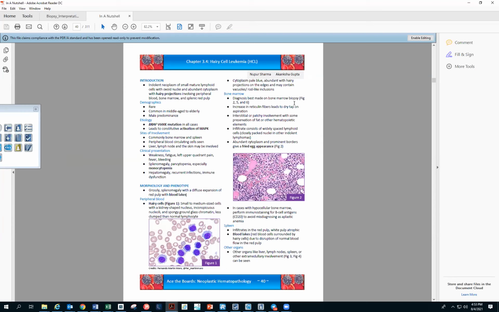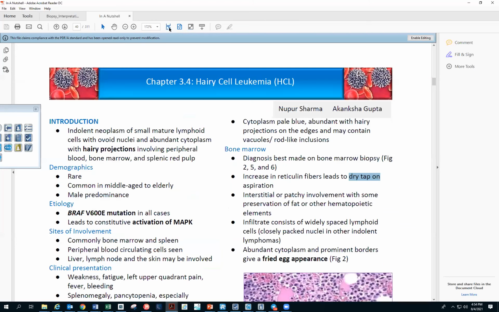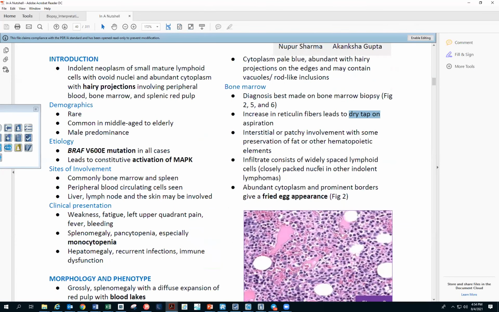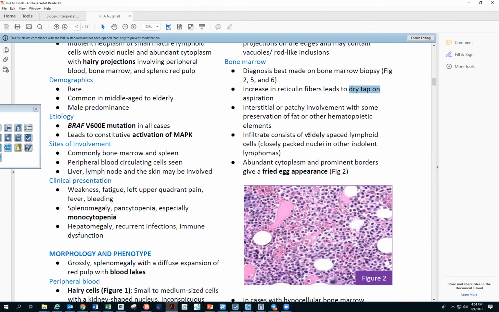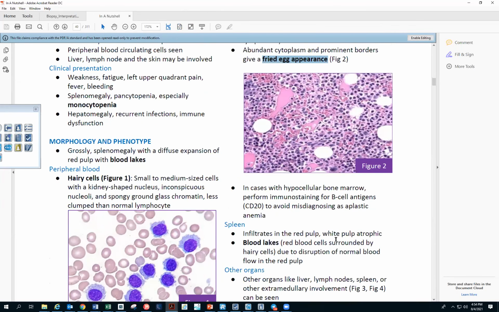Bone marrow diagnosis best made on the bone marrow biopsy. Increase in reticulin fibers leads to dry tap on aspiration, interstitial or patchy involvement with some preservation of fat or other hematopoietic elements. In the bone marrow, there will be widely spaced lymphoid cells, whereas closely packed nuclei are usual in other indolent lymphomas. That gives it abundant cytoplasm, prominent borders, a fried egg appearance. So that's the fried egg appearance in the bone marrow.